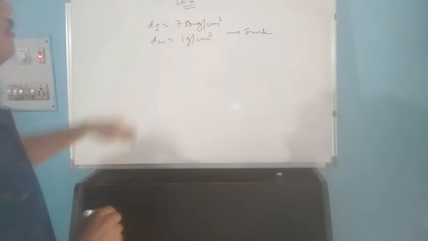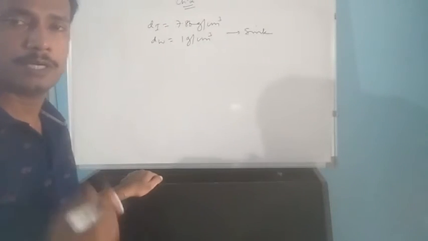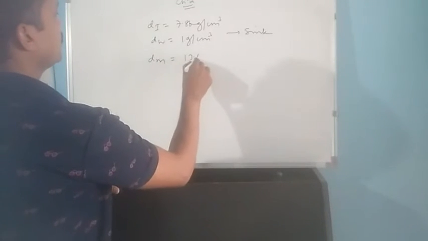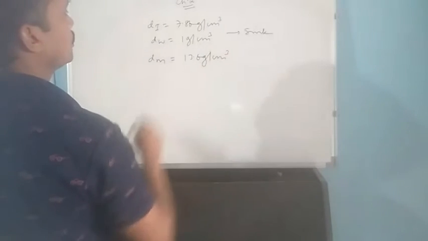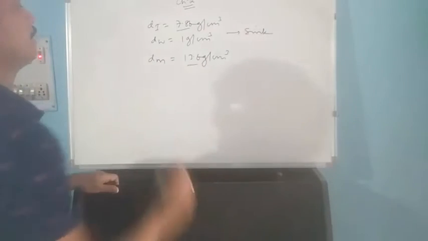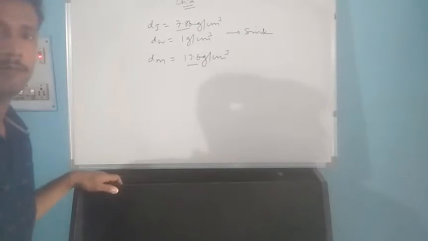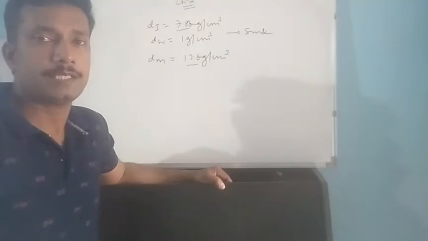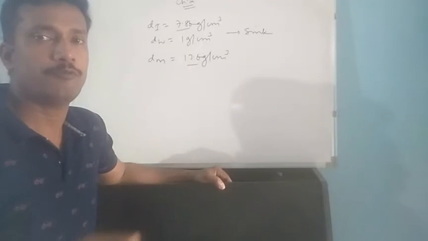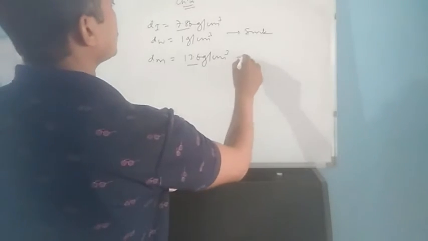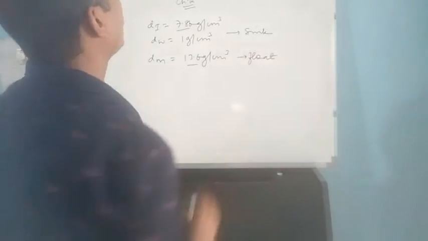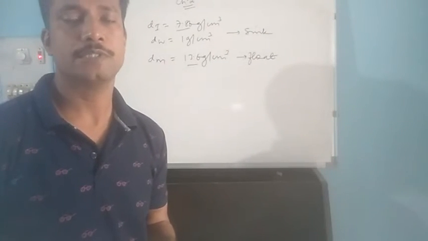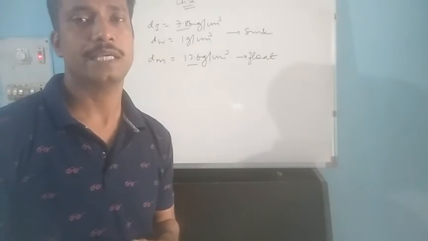But if the same iron is placed into mercury, then let us see what happens. The density of mercury is 13.6 gram per centimeter cube. When you compare the density of iron and density of mercury, we can see that the density of iron is less than the density of mercury. As a result, when it is placed in mercury, it will float in it. So this is how we can determine, using the density of a substance, whether it will float or sink in a liquid.